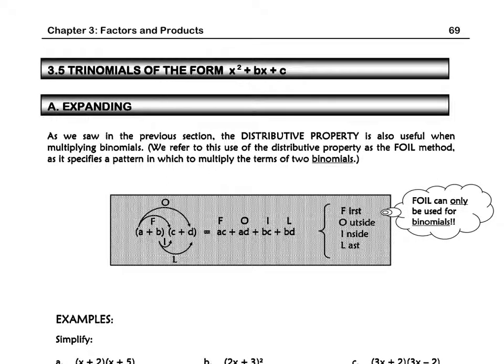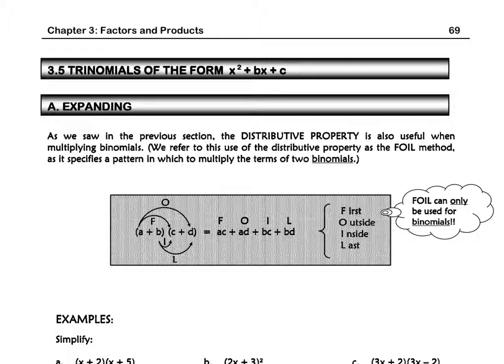All right, section 3.5, trinomials of the form x squared plus bx plus c. Before we get into factoring those types of trinomials, we're going to do a little bit of review on expanding, because factoring is basically reversing the expanding process. So we're just going to review a little bit of expansion.